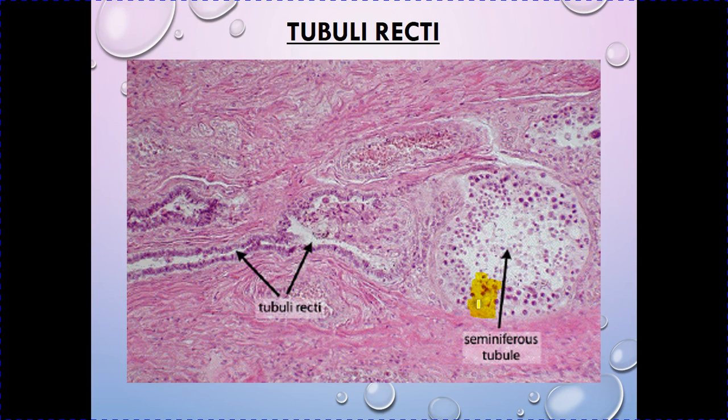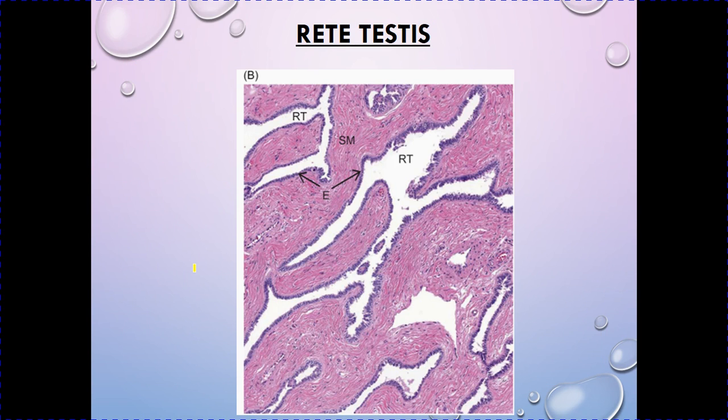Because it has two types of cells, spermatogenic cells and Sertoli cells. Spermatogenic cells are present in the various forms of maturation. The seminiferous tubules become straight and they are called tubuli recti. The tubuli recti are lined by simple cuboidal epithelium with microvilli. So this is the epithelium of tubuli recti, simple cuboidal epithelium with microvilli.